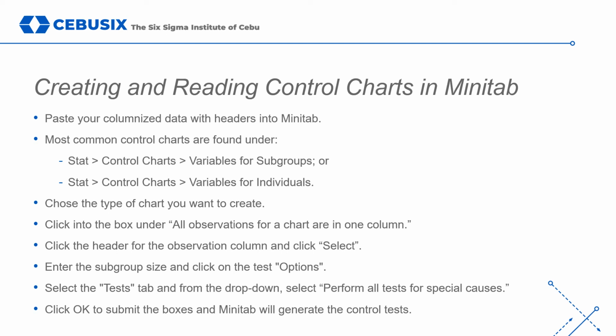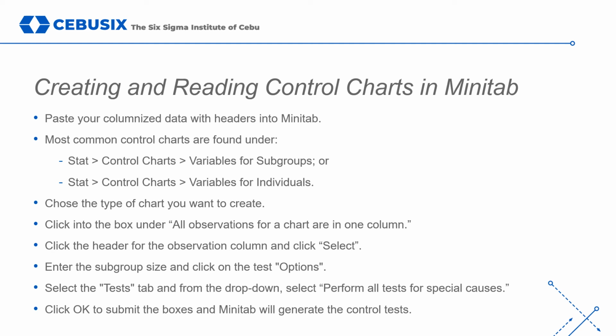Once the data is entered into the Minitab spreadsheet, you can select the Stat menu, scroll down to the control charts, and select the variables for subgroup, the X bar and R. This causes a dialog box to pop up where you can enter the information relative to the creation of the control chart. Click into the box under All Observations for a chart are in one column, select your data column, not the interval column, and click on Select. Since the data was sampled 5 times per hour, enter 5 in the subgroup size. Then click X bar and R Options.